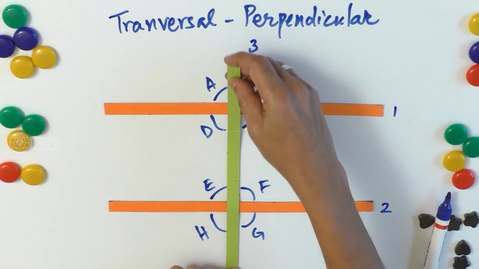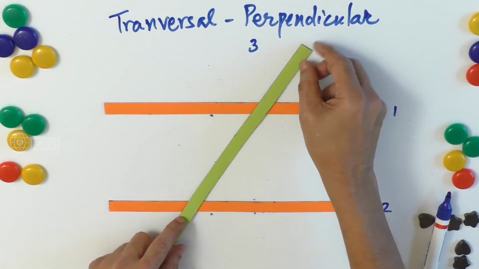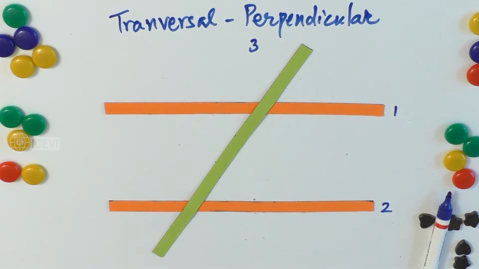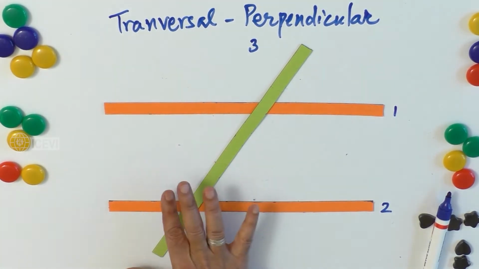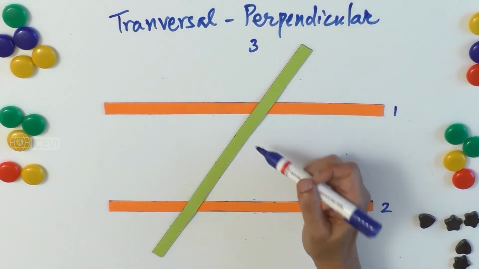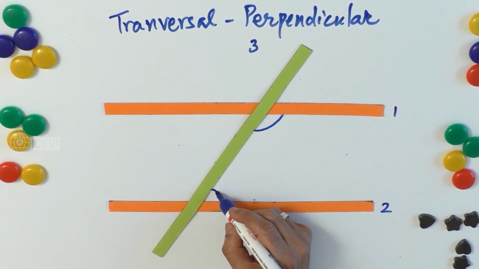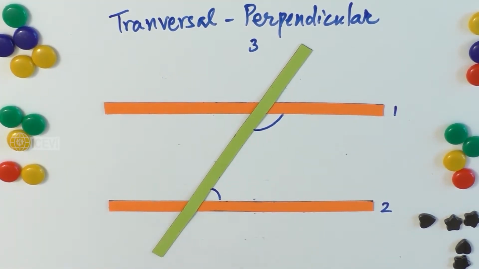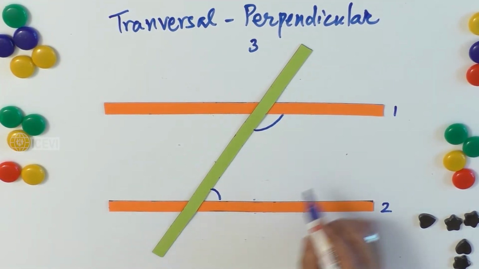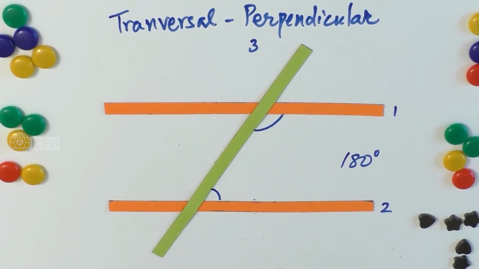Now we can prove some other concepts too. Now let us assume that it is not perpendicular, it is meeting the two lines at two distinct points. Now let us take the interior angles, one interior angle and another interior angle. So these two interior angles put together will be 180 degrees. So this is very interesting.